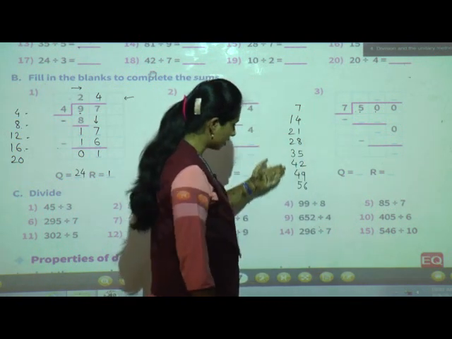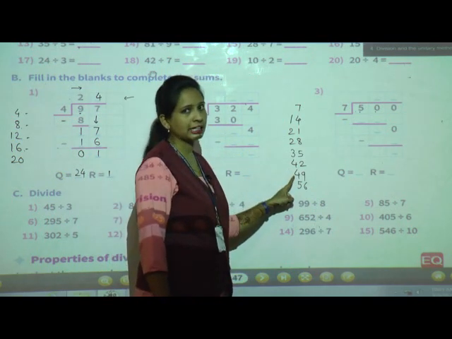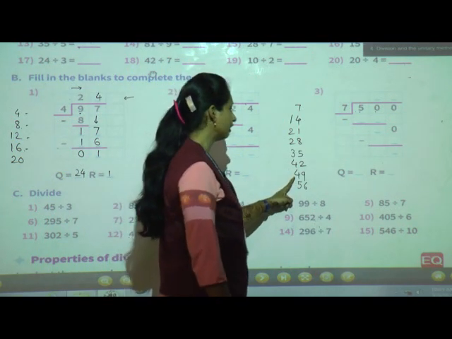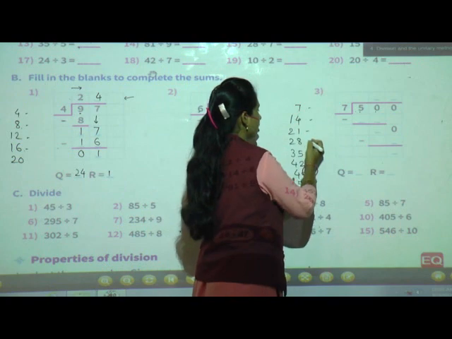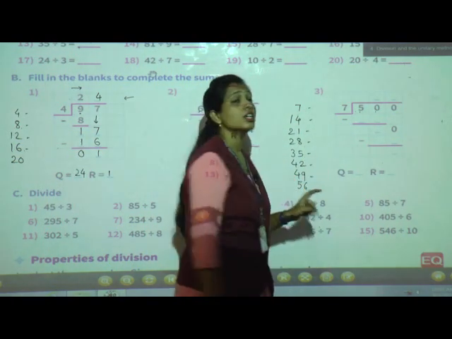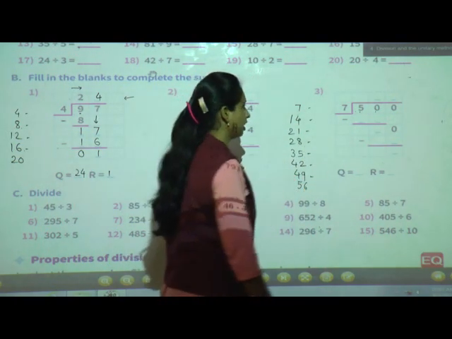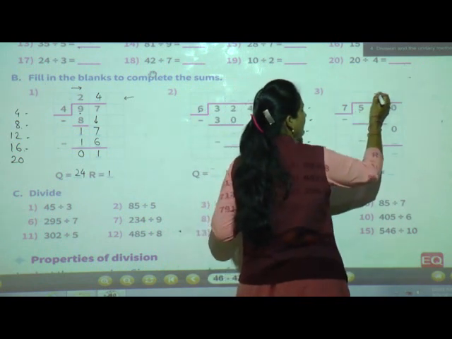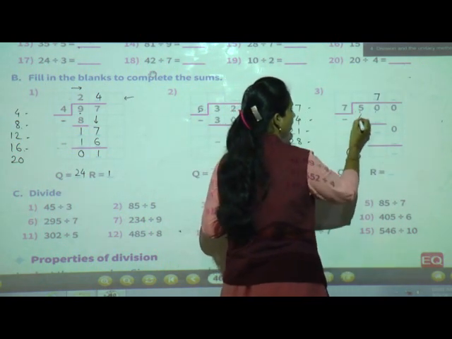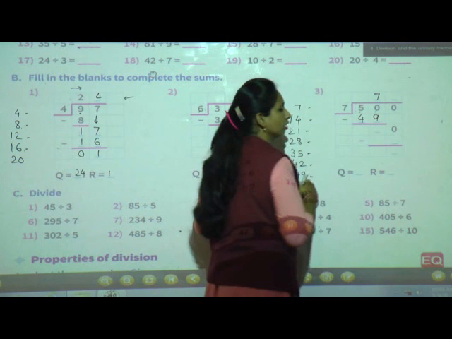Yes, tell me what is less than 50? Yes, 49 is less than 50. And where does it come? 1, 2, 3, 4, 5, 6, 7. 7 sevens are 49. So I'll write 7 at the tens place and 49 below the 50.